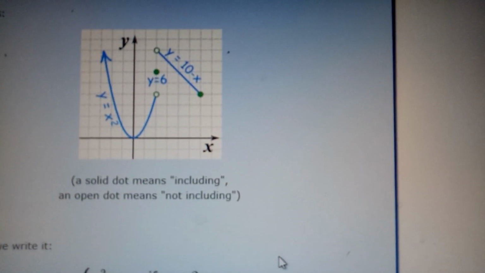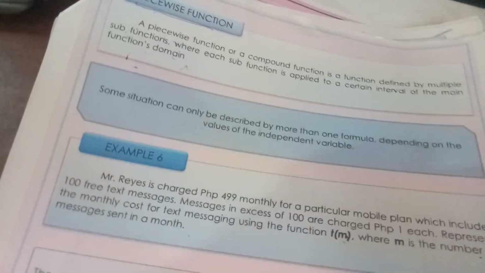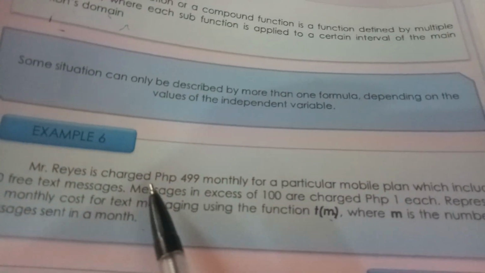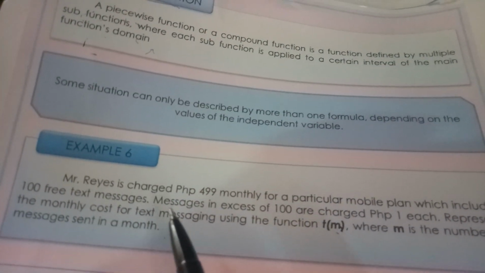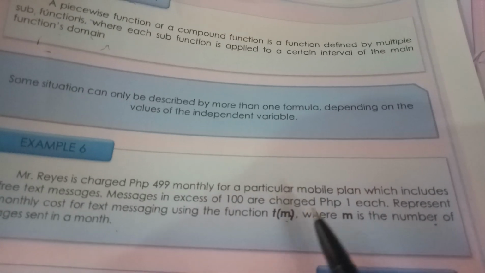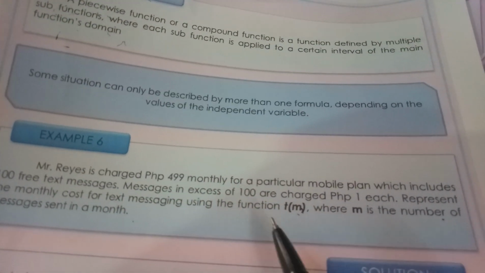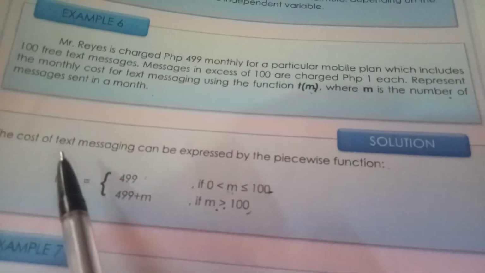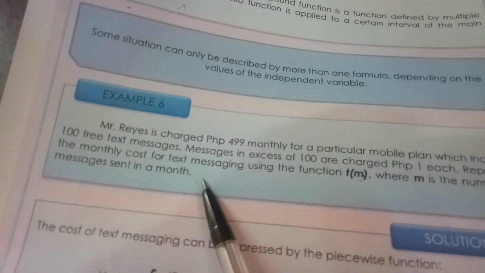Example of this is, as you can see in the graph, we have two graphs, one straight line and one curved line. Later on we will be getting back to that graph. Example: Mr. Reyes is charged 499 pesos monthly for a particular mobile plan, which includes 100 free text messages. Messages in excess of 100 are charged 1 peso each. Represent the monthly cost for text messaging using the function T sub m, where m is the number of messages sent in a month.